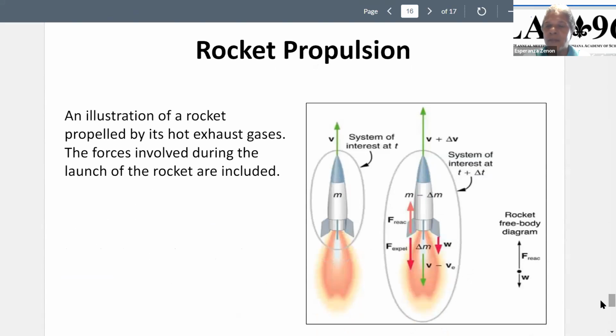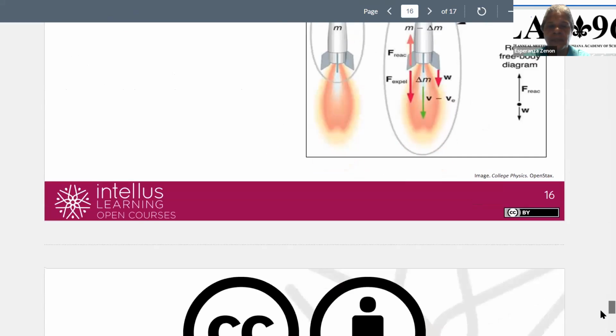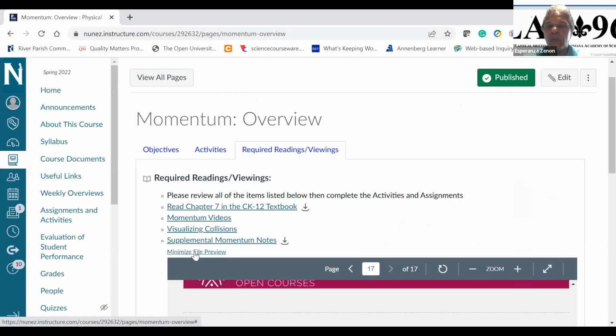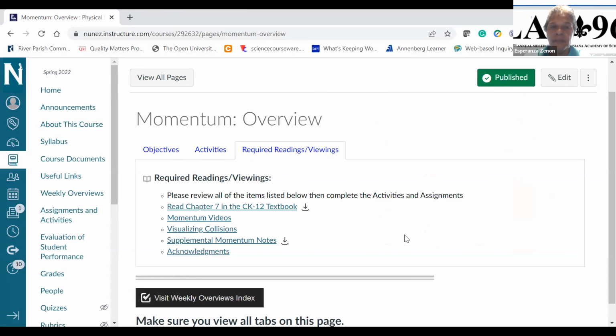And that's the idea of rocket propulsion. Okay. So that's kind of what I wanted to share in terms of background with you regarding momentum.